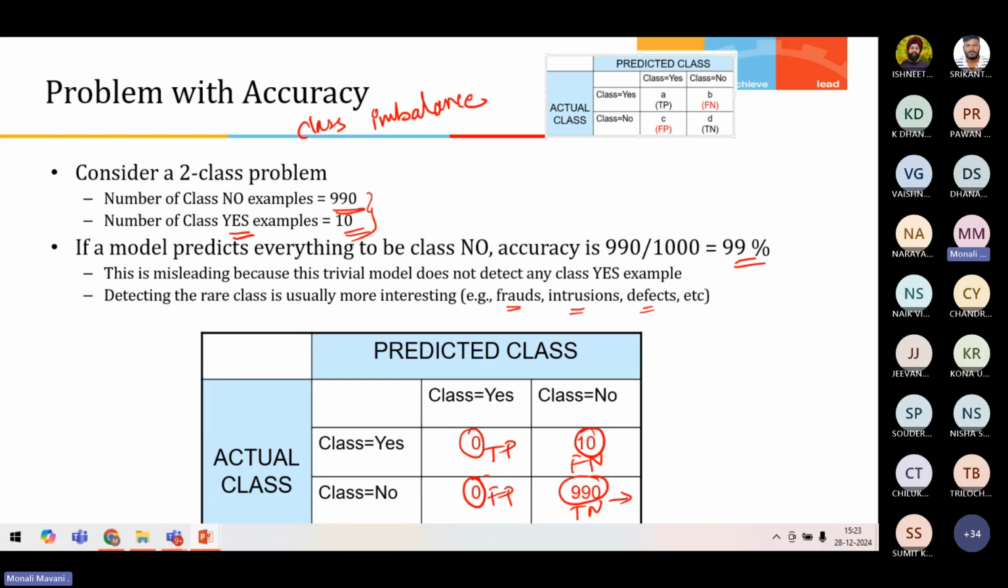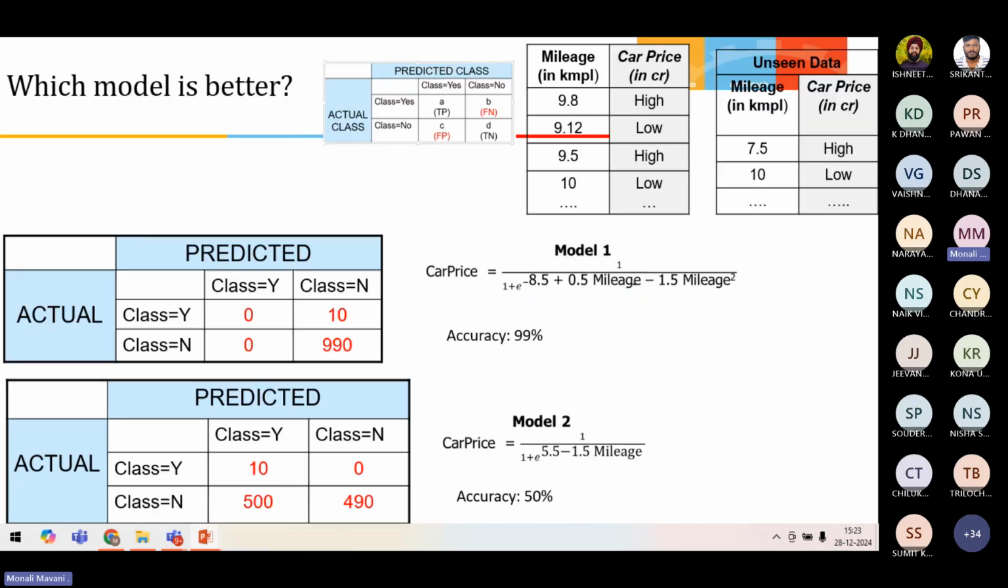So in that case, accuracy is not a good measure, because here, see the true positive. Say I want to concentrate more on the intrusions. I have 10 cases of intrusions and my model is predicting all 10 as 0. I have just 10 and my focus is to predict the intrusions, frauds. So this is not a good measure. Again, you can just read. I'll give you 2 minutes to read the slide, and you will tell me which model is better.